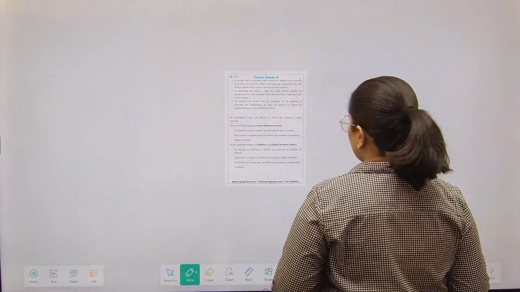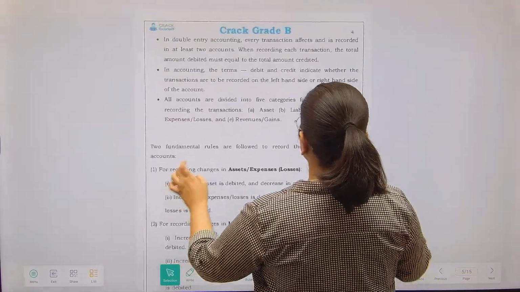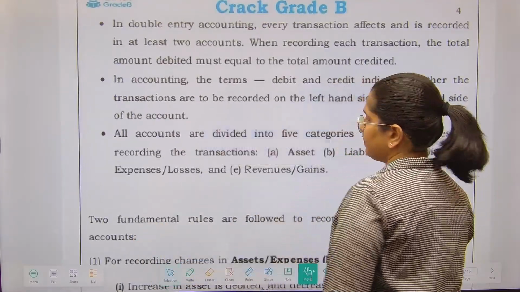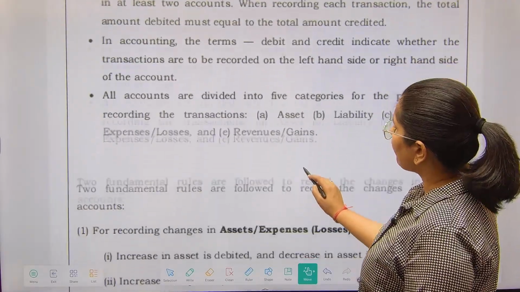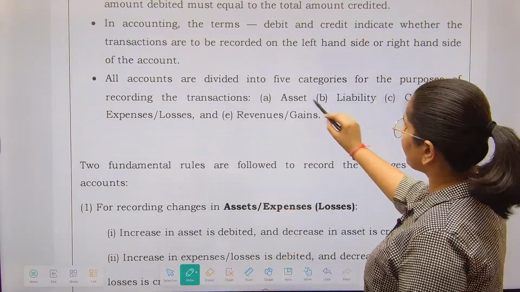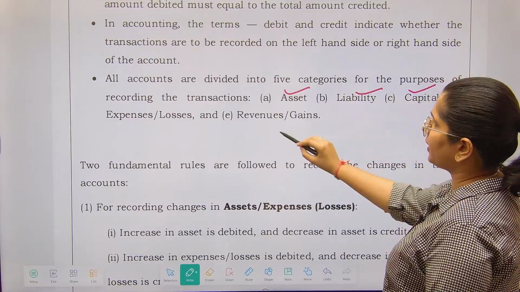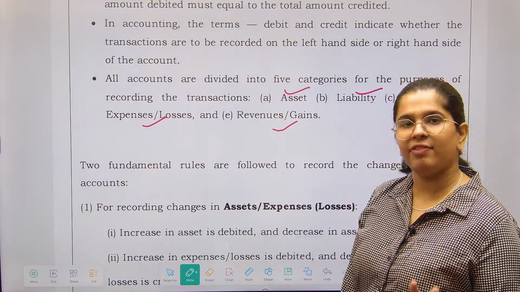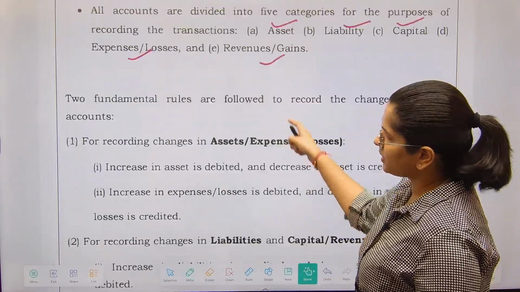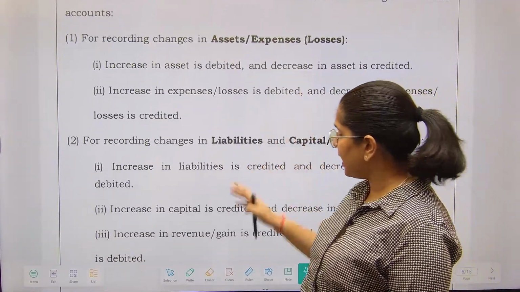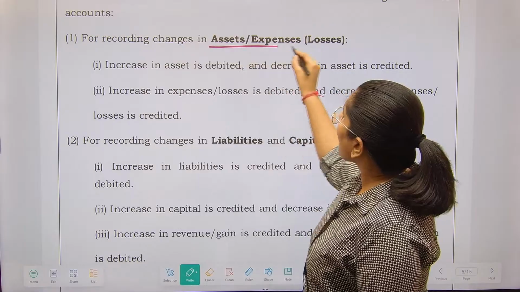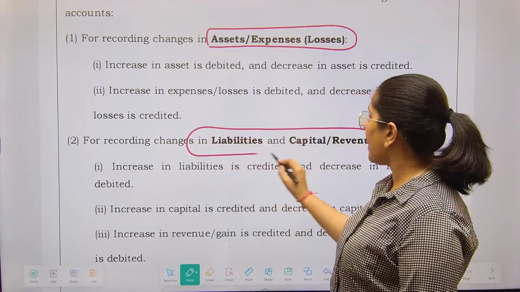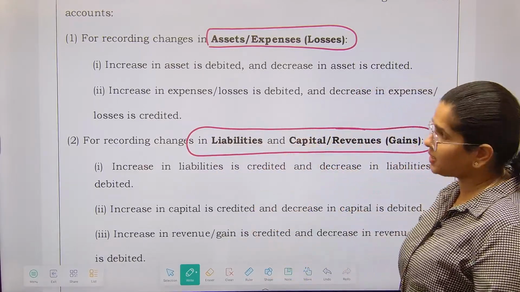This has been explained. Just see this. So all accounts have been divided into 5 categories. What are those 5 categories? Assets, liabilities, capital, revenues, gains and the expenses and losses. Is 5 category mein we have divided it. When you will get the notes, just see that for recording the changes in the assets and expenses, they have similar nature, so we have grouped them together, assets and expenses, and liabilities and capital as well as the revenue, they have the similar nature.